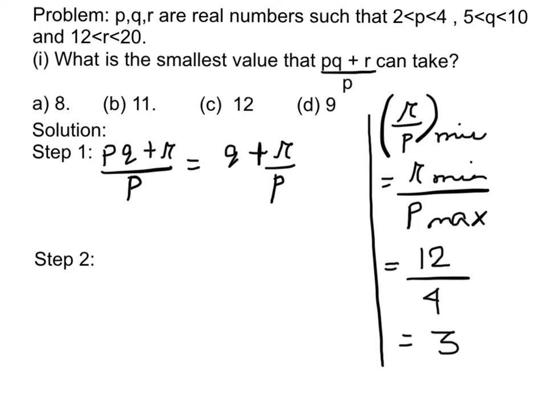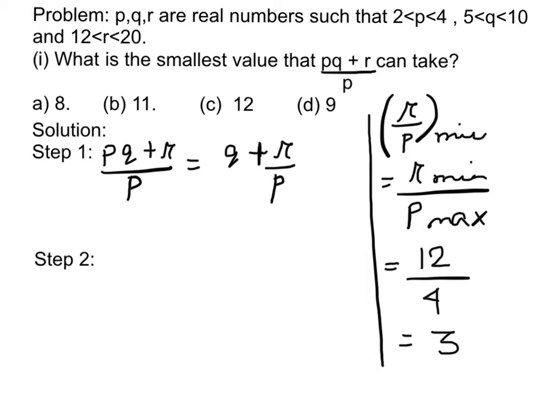So, R by P minimum has to be 3 point something, because the value of R is greater than 12, so 12 point something, and the value of P max is 4. So, 12 by 4, we have found out 3 point something will be the R by P minimum.